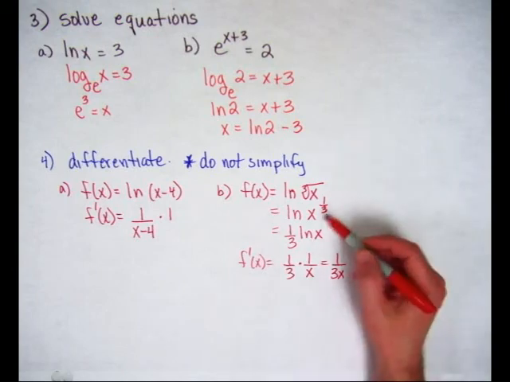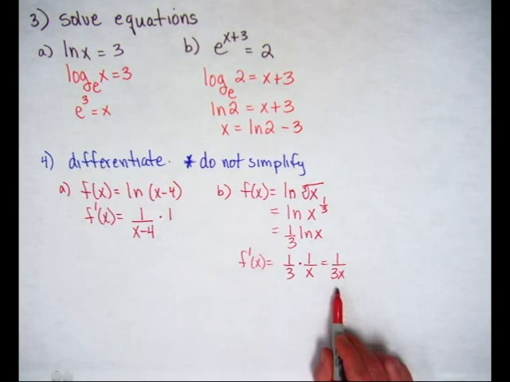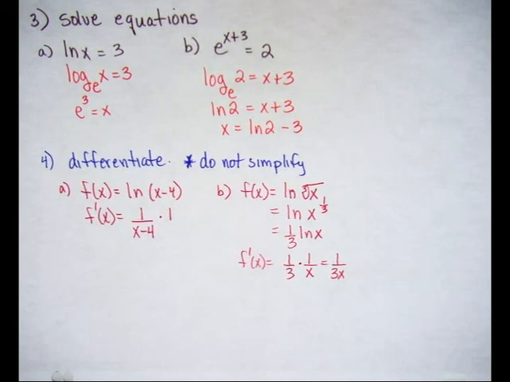Now if you happen to do this question the other way, if you actually did it without moving the 1/3 out front, your answer would end up being quite a complicated expression. In that case, I'd have a difficult time giving you full credit for it, because that expression could be simplified into something obviously, like in this case, 1 over 3x. So please take advantage of the fact that you have logarithms and use your properties.